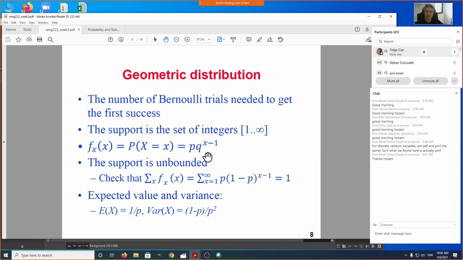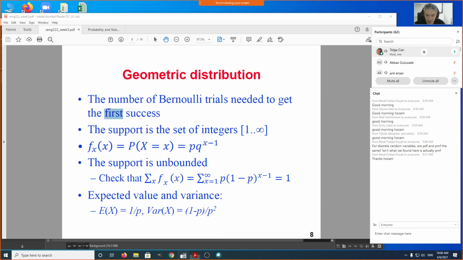So here is the probability mass function. It says there is just one parameter, because the success probability is the only parameter, and the number of trials is the random variable itself. So if you look at what this is saying, it is the number of Bernoulli trials needed to get the first success. The number of successes is fixed to 1, and the number of trials is the random variable. The only parameter that the geometric distribution has is the probability of success, which is that p.